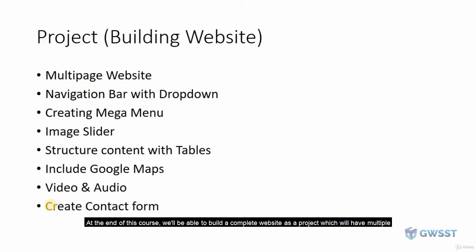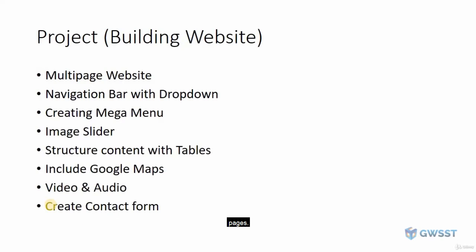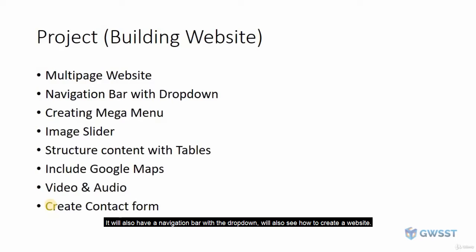At the end of this course, you'll be able to build a complete website as a project, which will have multiple pages. It will also have a navigation bar with a drop down. We will also see how to create a mega menu in our website. And we'll also see how you can add an image slider. With the help of tables, we will see how we can structure our contents.